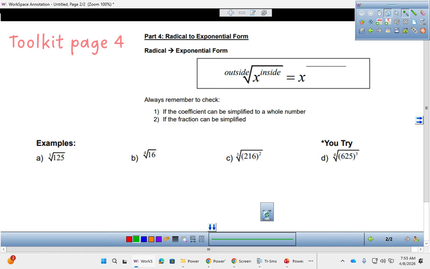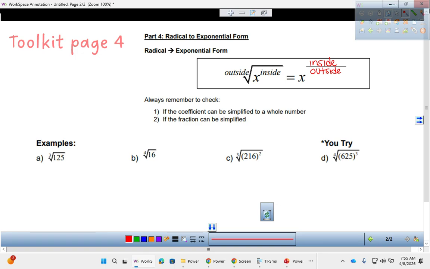Inside over outside, all right? So now we're going to be given it in radical form. The outside number is going to be outside and the inside number is going to be inside. You're going to take whatever this bottom number is inside and make it your base. And then the inside exponent will become the numerator of your fraction. And whatever little number is on the outside will become the denominator of your fraction.